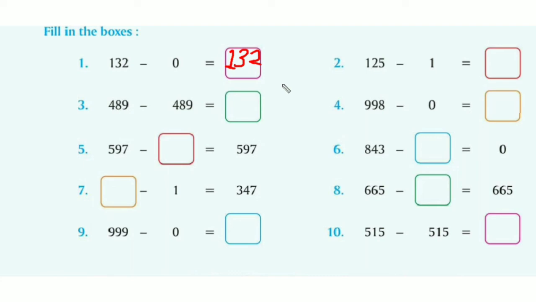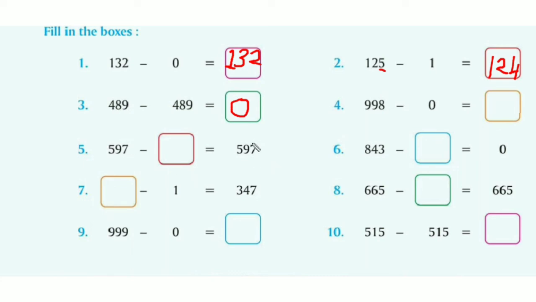Now see the second one, 125 minus 1. Whenever we are subtracting 1, the difference we are getting is the predecessor of that number. Now see here, we are subtracting from the ones place. 5 minus 1 equal to 4 and other digits will remain same. That is 1 and 2 we will write as it is. See the third one. Here we are subtracting same numbers. And whenever we are subtracting same number, that time our difference is 0.